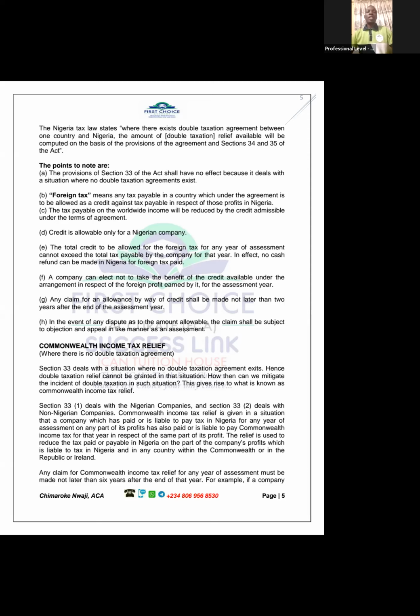In section 33, subsection 1 of the Company Income Tax Act, it's stated that for Nigerian companies that are domiciled outside, if there is no double taxation agreement, well, that doesn't mean they are doomed to pay double tax. They are going to get some relief, but their relief is not going to be as big as when they have a double taxation agreement.